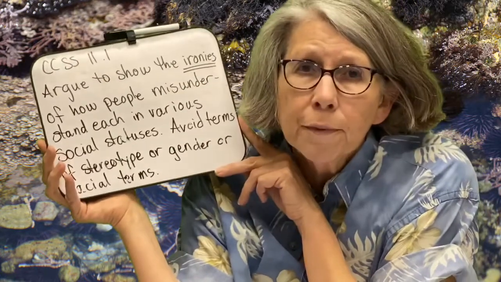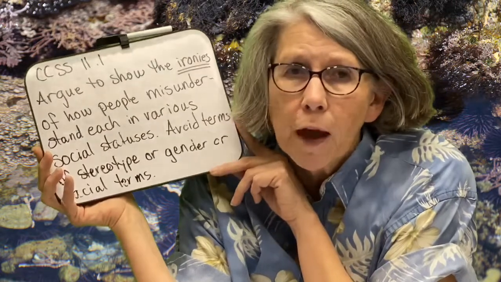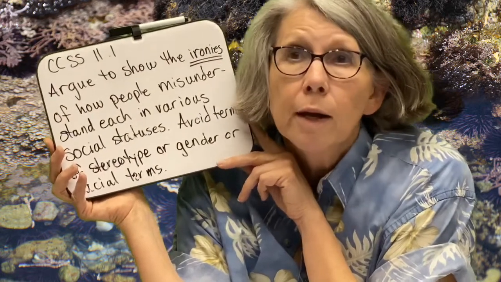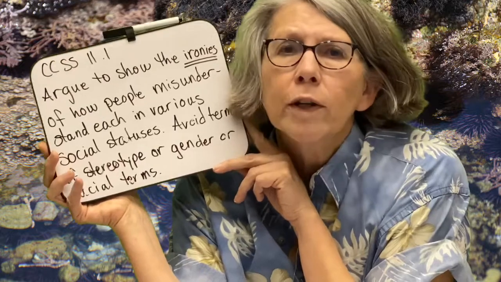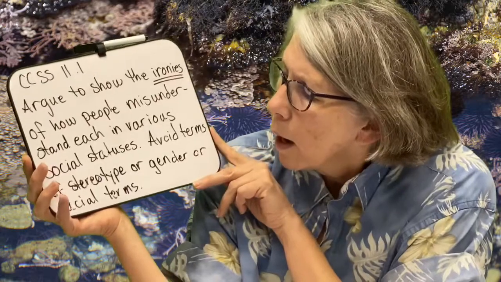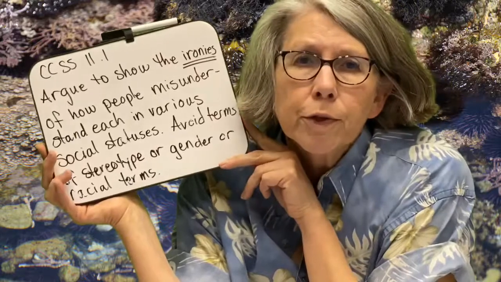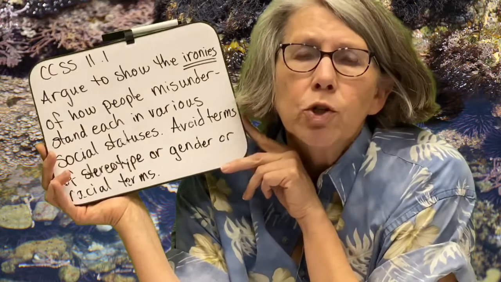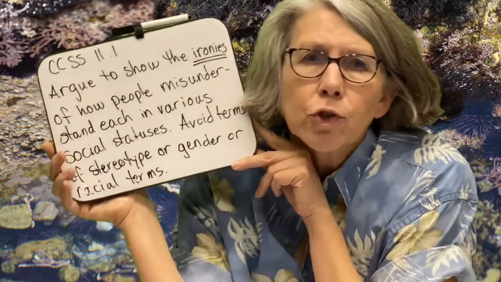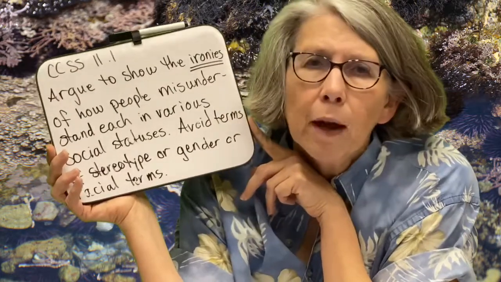So if you're at the top of society, someone might look down at someone at the bottom of society, but the irony is that the person at the bottom of society might be the kind one, and the one at the top of society might be the one that is really mean. Avoid terms of stereotype or gender or racial terms. So avoid those, but show how ironic it can be when expectations show people acting in opposite ways. Got that? I'll type it up and I'll put it up on Teams.